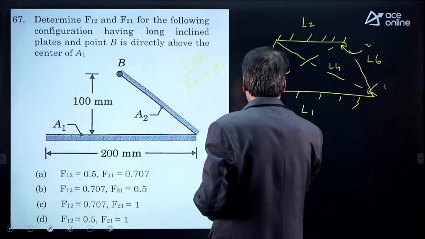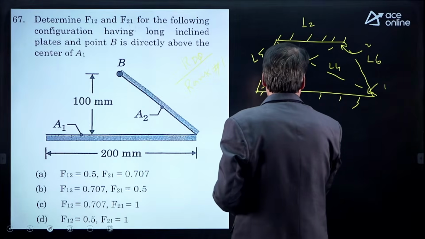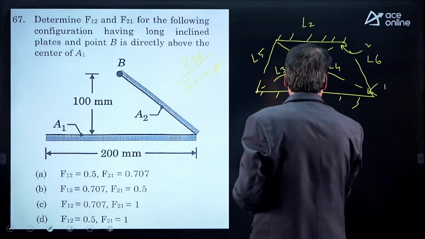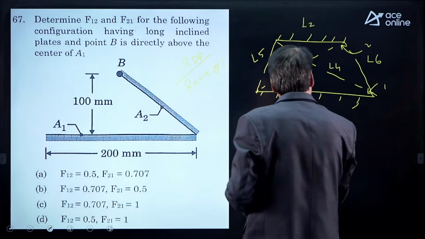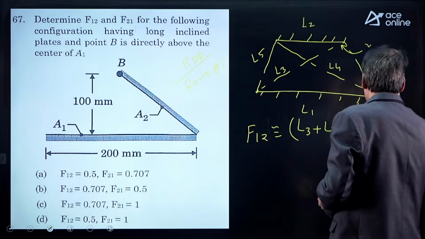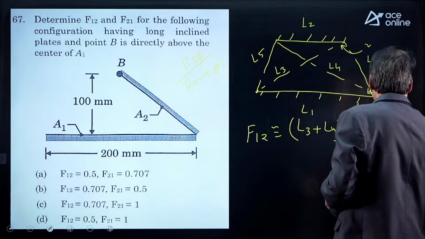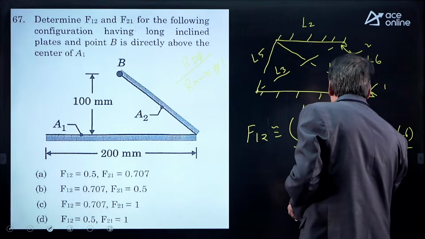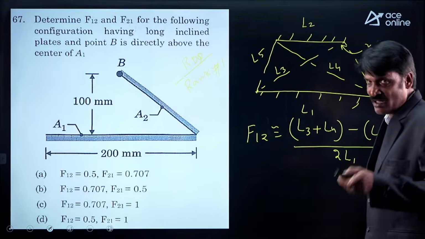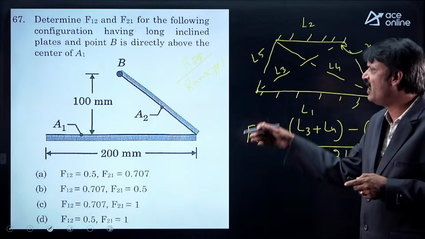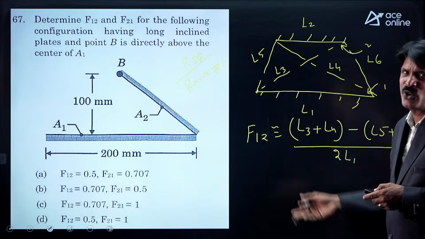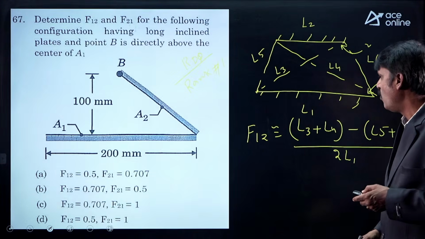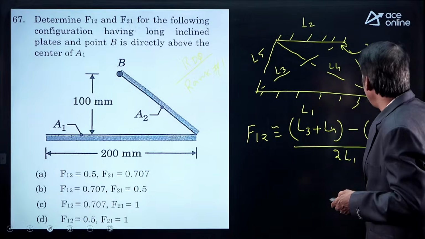Then shape factor F1 on 2 is approximately equal to L3 plus L4, Hottel's cross string technique, minus L5 plus L6, divided by 2 times that particular length, which is maximum, but still here as he has specified 1 and 2, it is clear. So, what I will do, this point is joined here.